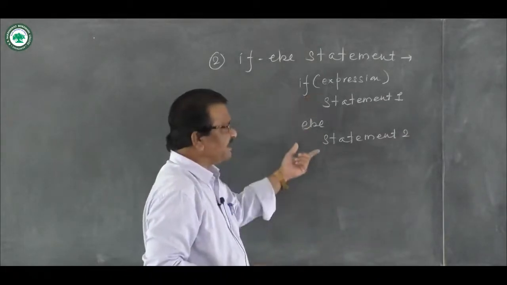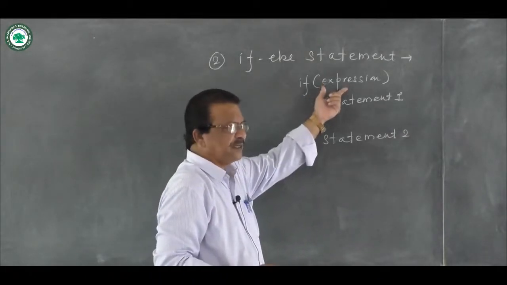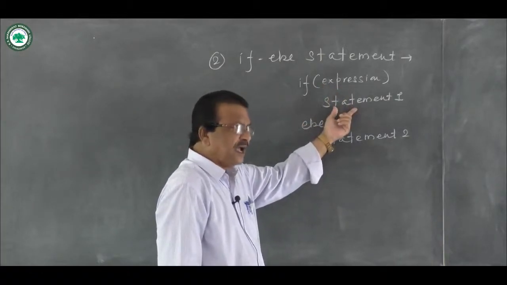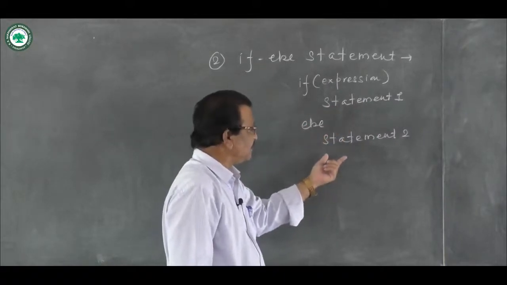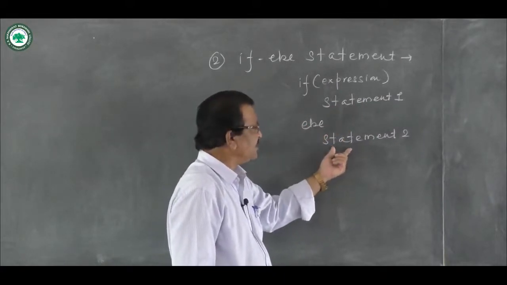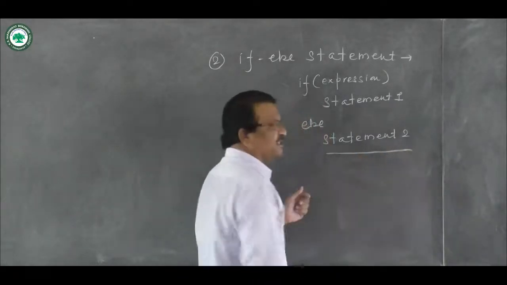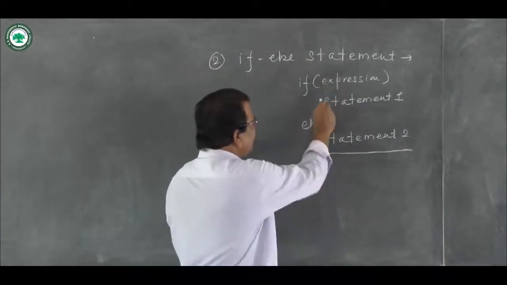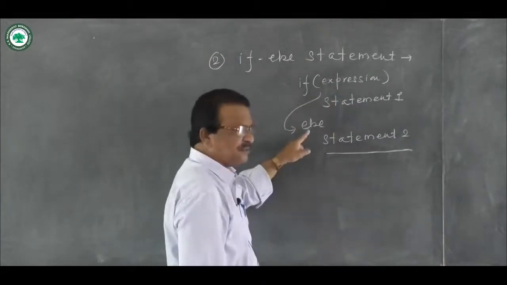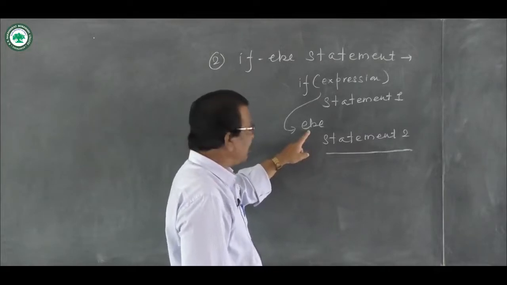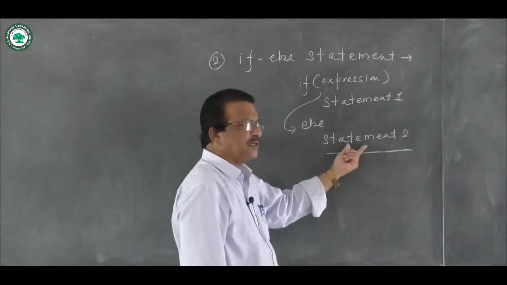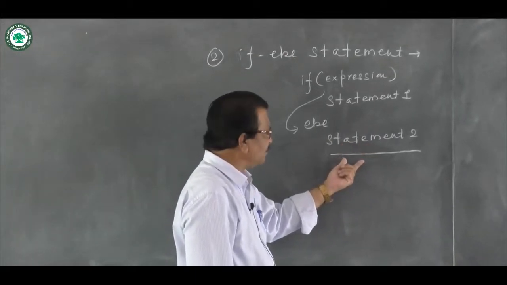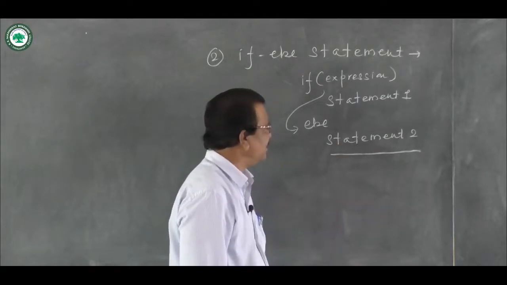When an if-else statement is encountered, the expression is evaluated. If it is true, then statement 1 is executed and program execution continues from the statement which immediately follows statement 2. If the expression is false, if its value is 0, then control jumps to the else part, and statement 2 will be executed. After execution of statement 2, the program execution continues from the statement immediately following statement 2.